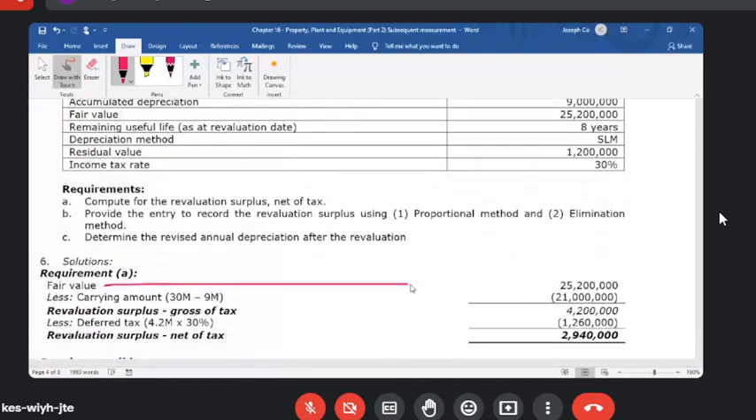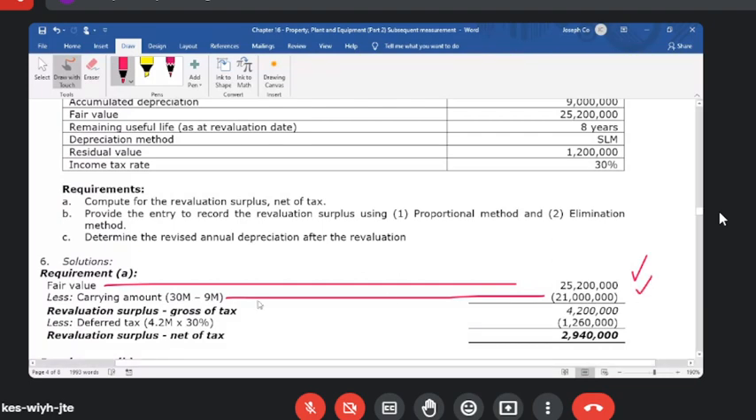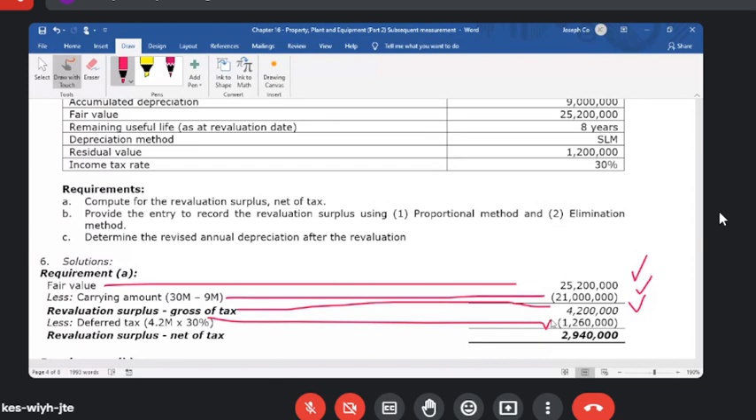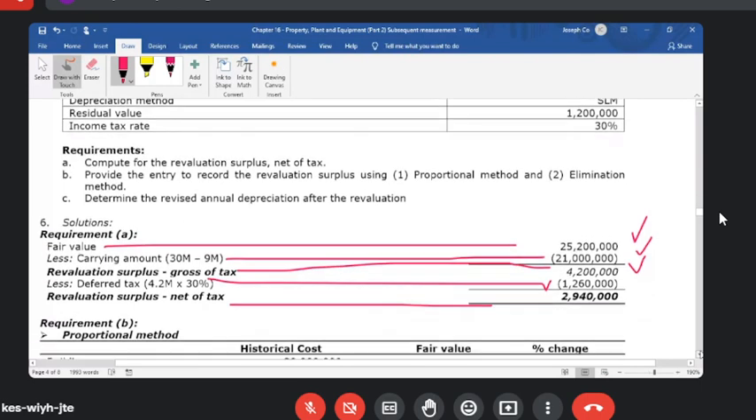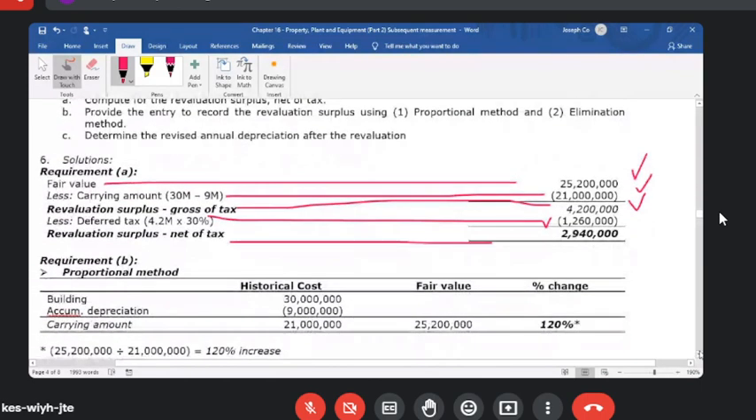Fair value is 25,200,000 minus net book value 21 million. 4.2 million is the gross. 30% is the deferred tax liability. Revaluation surplus net of tax is 2,940,000. Our journal entry, okay.